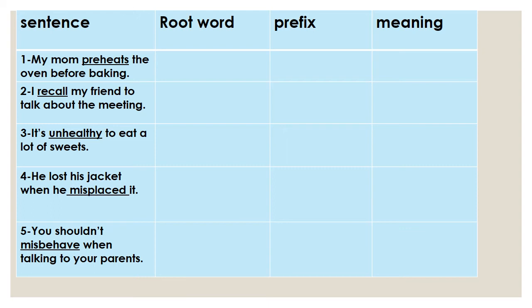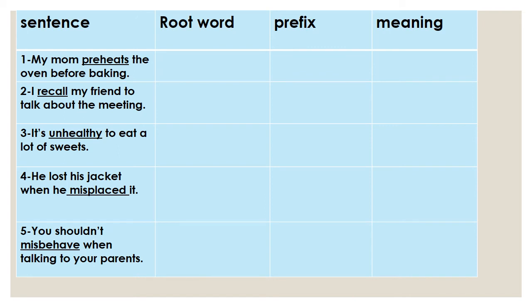Okay? As we said, prefix means or coming at the beginning of the word. They are only parts of the word. Some letters added at the beginning. Okay? And then we have the root word. It means it's the main part or the most important word without prefix. Okay? So here you put the root word, here you put the prefix, and here you put the meaning of prefix.